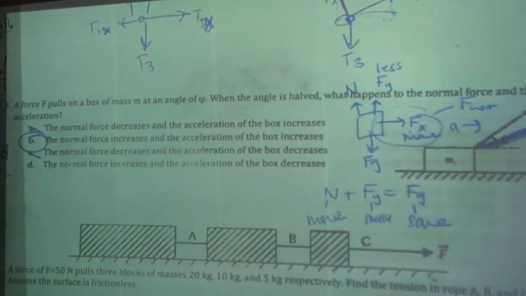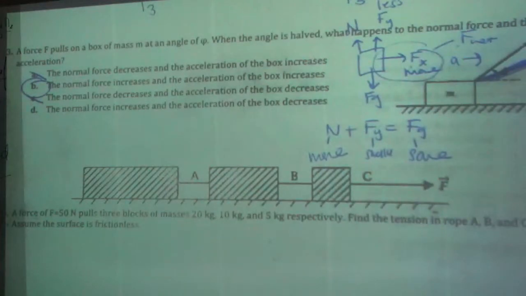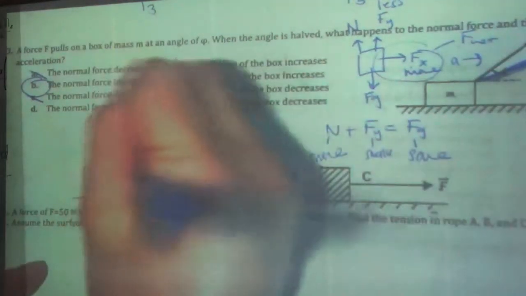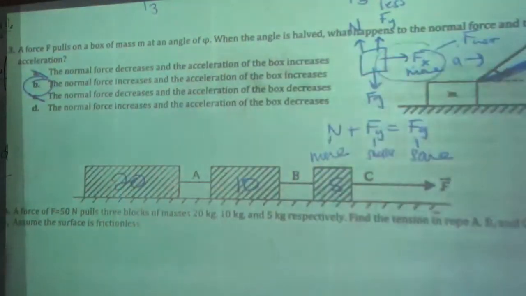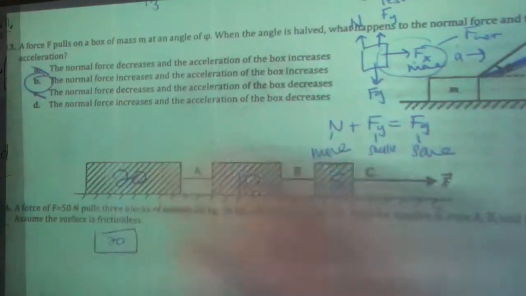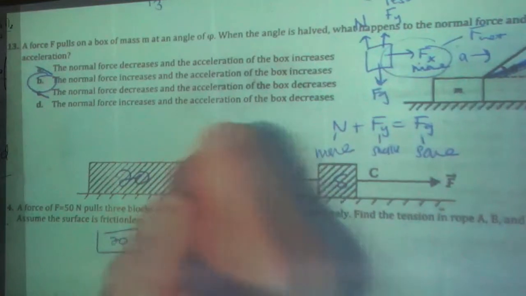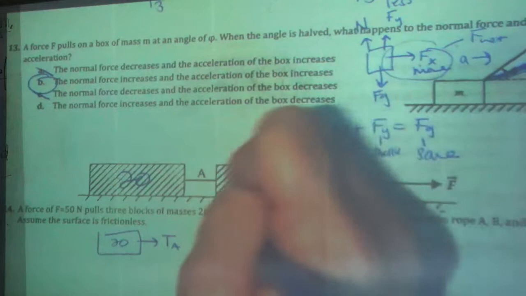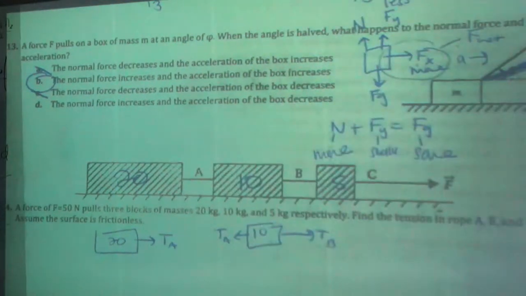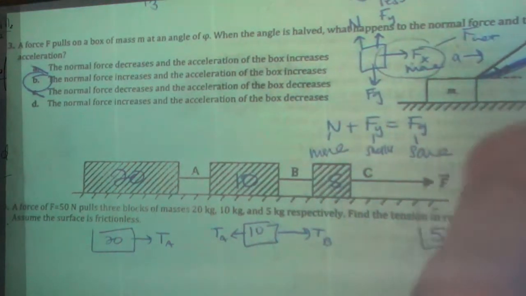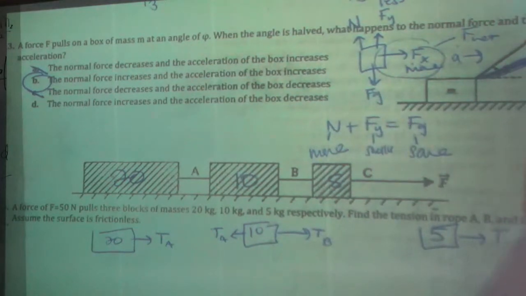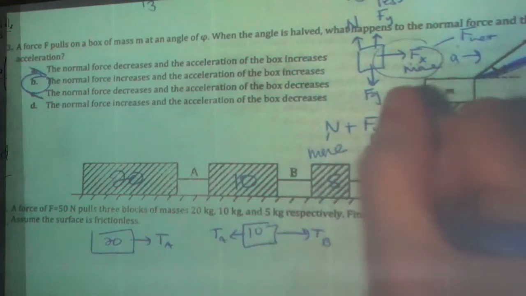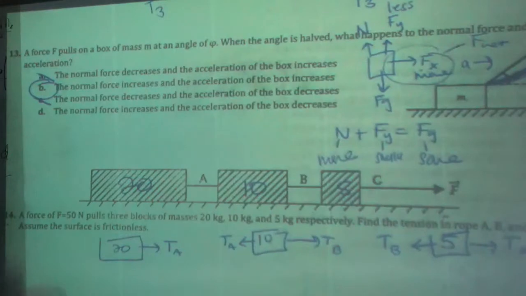Number 14, a force of 50 newtons pulls 3 blocks of masses 20, 10, and 5 respectively. So 20 kilograms, 10 kilograms, 5. Find the tension in each of the ropes. So I'm going to redraw. This is 20 kilograms. I'm going to call this tension A. This is 10 kilograms. This has tension B and tension A pulling the opposite direction. And then this is 5 kilograms. It's got the tension C and the tension B, the opposite direction.